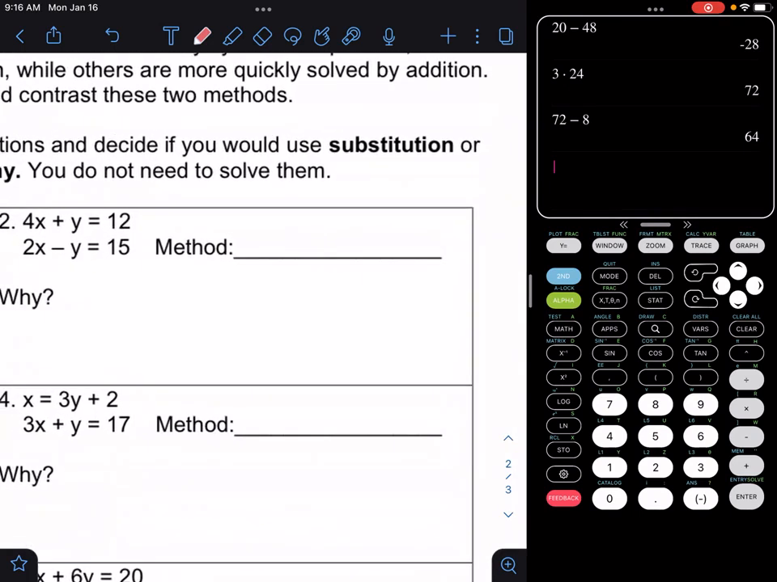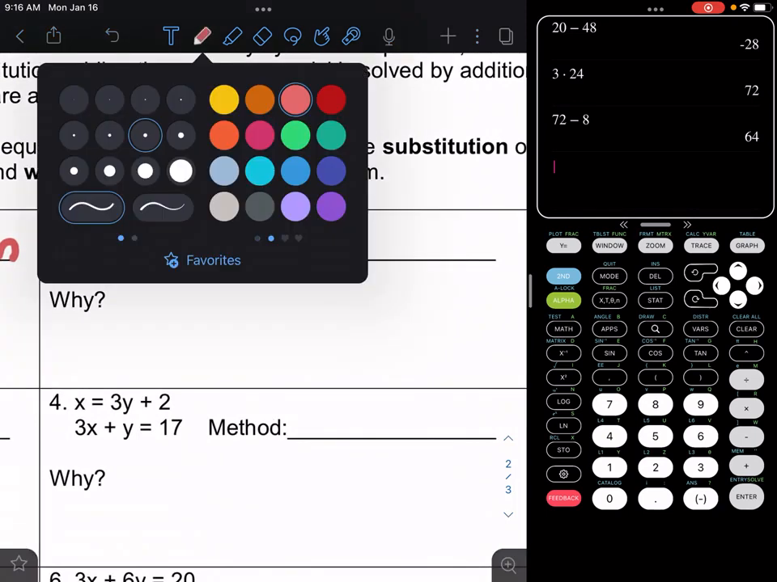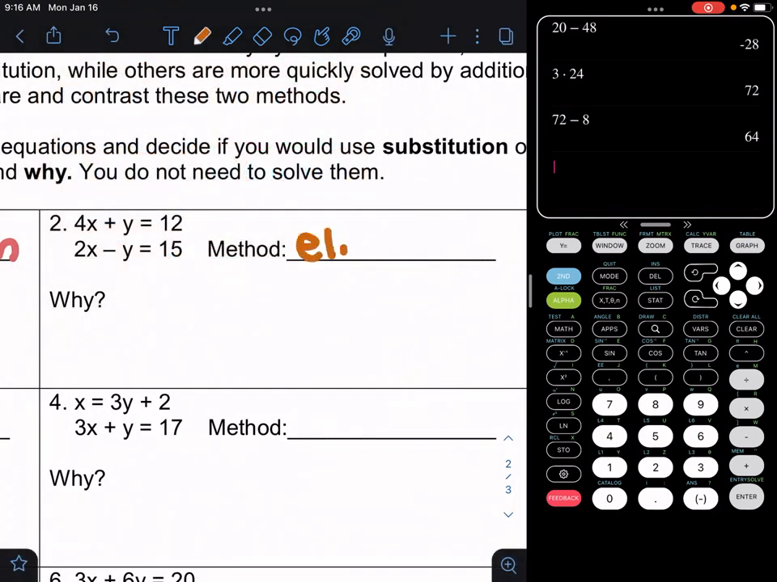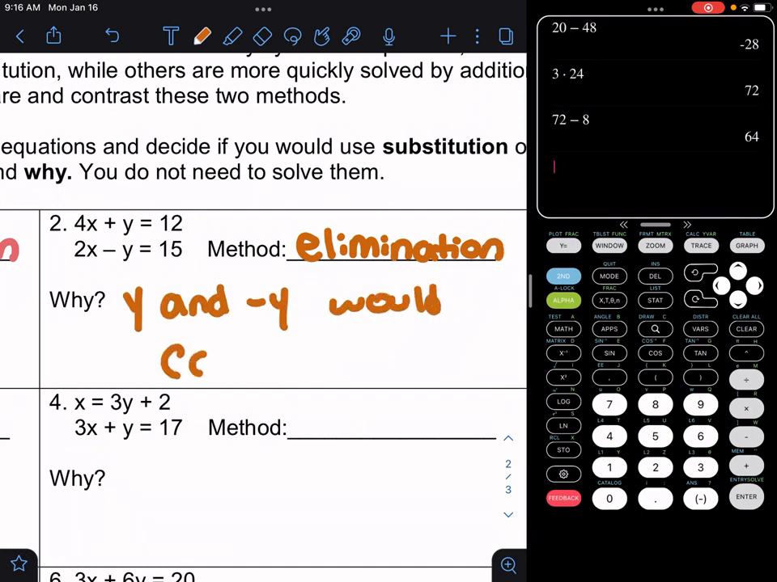Alright, let's look at this one. Ooh, here I would love to use the elimination method. And why is because y and negative y would cancel out. You could have also said that you would like to use the substitution method because it's easy to solve one of the equations for y because the coefficient is 1.